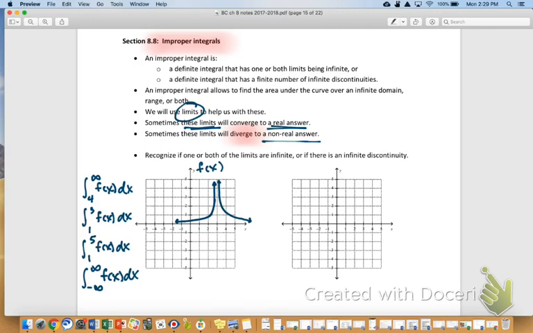Does that make sense? Question? The two in the middle, are those like... They are.